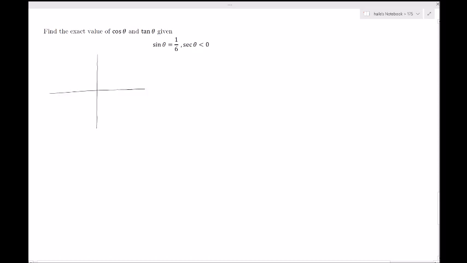So we know that our sine is positive, so this angle must occur in either quadrant 1 or quadrant 2. However, the secant, which is sort of related to the cosine, is negative. So we have a negative x value and a positive y value, which makes our angle occur in quadrant 2. So our triangle might look something like this.